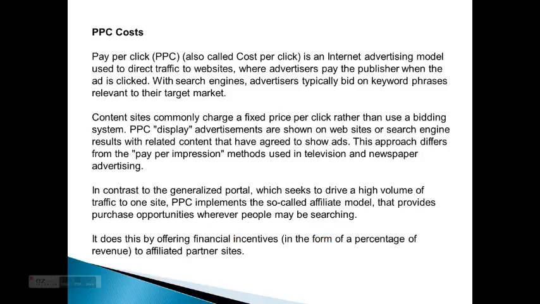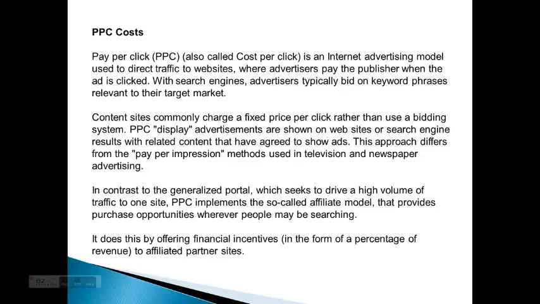So pay-per-click, also called cost per click, is an internet advertising model used to direct traffic to websites, where advertisers pay the publisher when the ad is clicked. With search engines, advertisers typically bid on keyword phrases relevant to their target market. Content sites commonly charge a fixed price per click rather than using a bidding system. PPC display advertisements are shown on websites or search engine results with related content that have agreed to show ads.